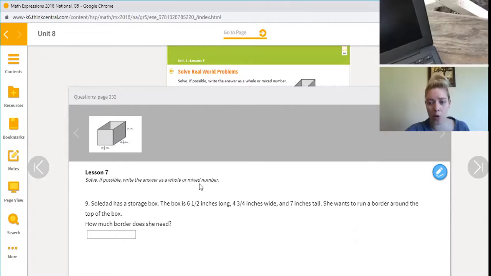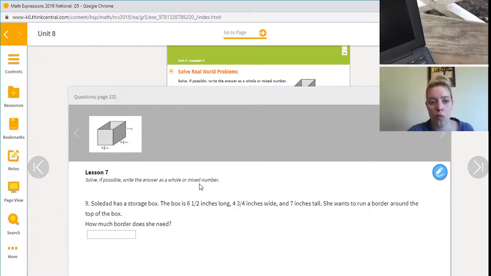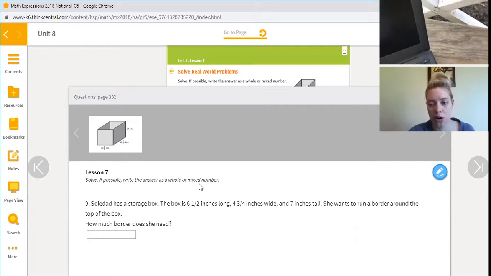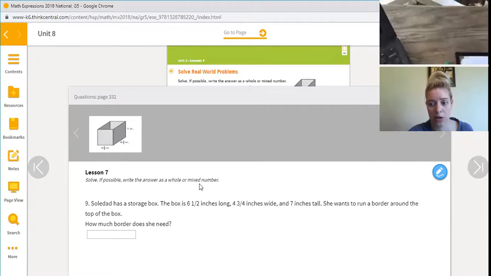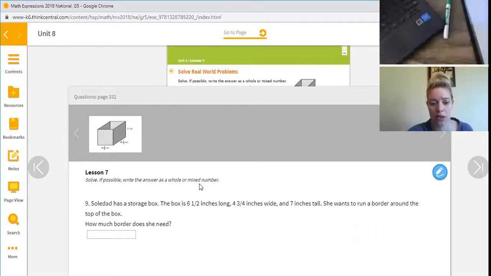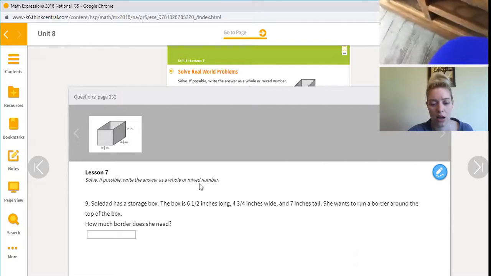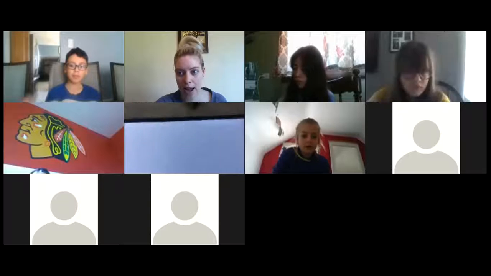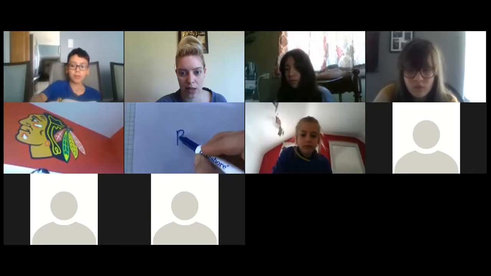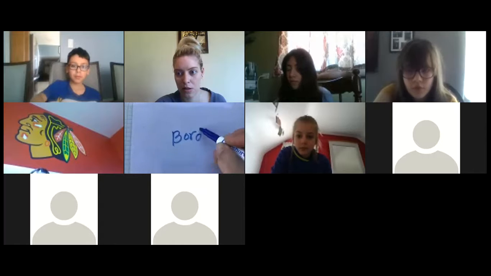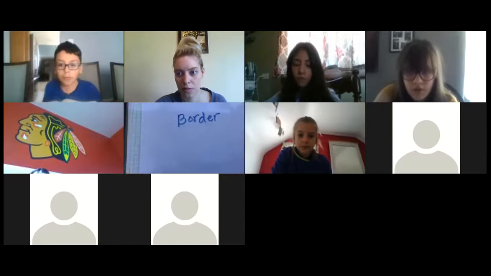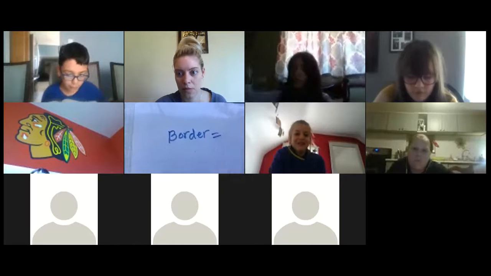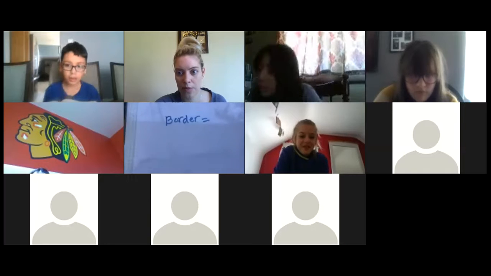If we're talking about a border of something, which of those are we going to be using? Are we going to be using perimeter? Are we going to be using area? Or are we going to be using volume? What do we think? We're asking about the border around something. Bobby, what do you think?